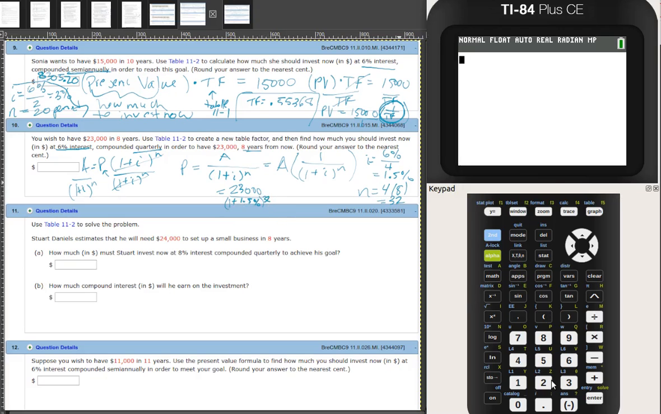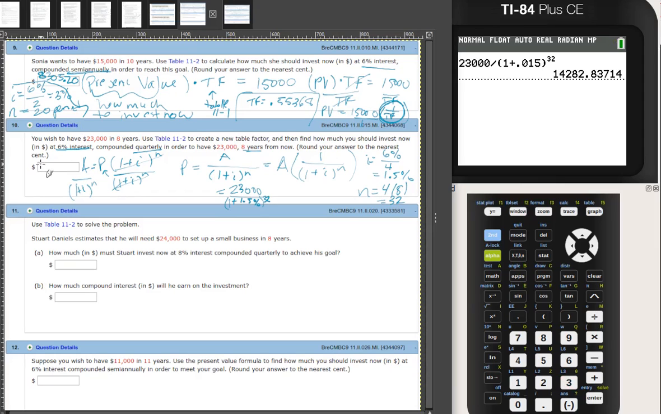So why don't we see what we get? It goes 23,000 divided by 1 plus, let's see, 1.5%, so it should go 0.015. That's 1.5% as a decimal, because the decimal place would go once, twice in between the 1 and the 5. And then we're going to the 32nd power. And what do we get? We should invest $14,282 to be exact.